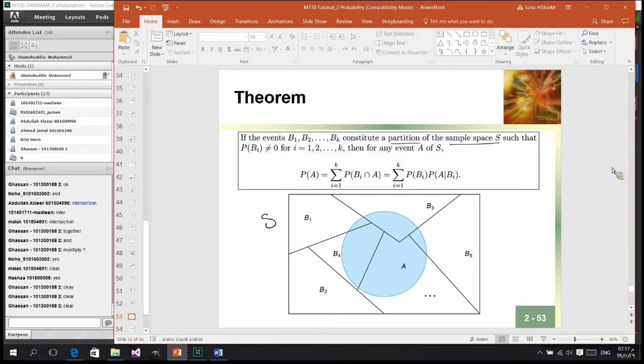Then for any event that you can find inside the S, the probability of A is the probability of each one of Bi intersect A. ولا if I want a probability of A, it is the probability of each one of those parts separately.